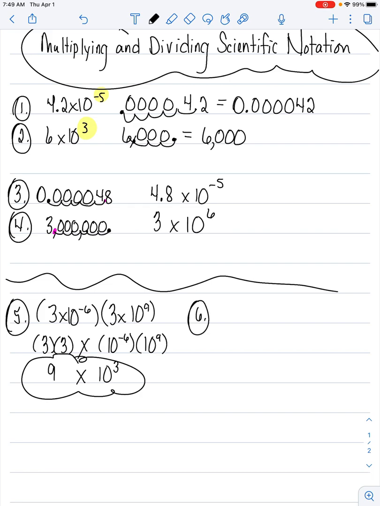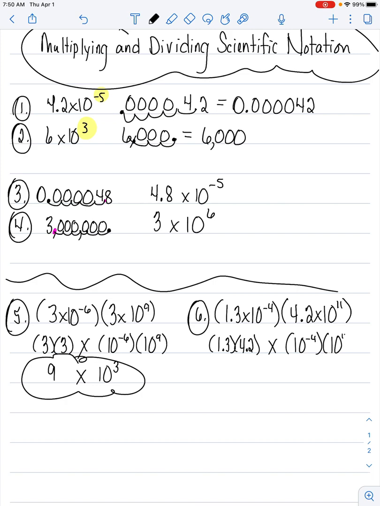Let's try another one, number 6. So I want us to do 1.3 times 10 to the negative 4th power times 4.2 times 10 to the 11th power. So let's split this up into two multiplication problems. So first I want to do 1.3 times 4.2 times, and I'm going to do my 10 powers, 10 to the negative 4th times 10 to the 11th.